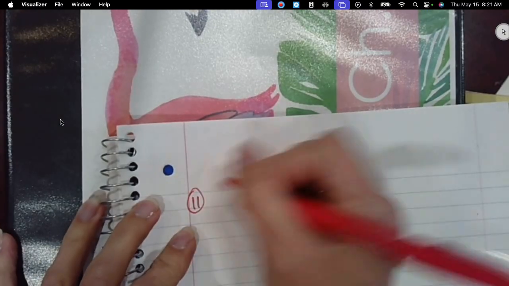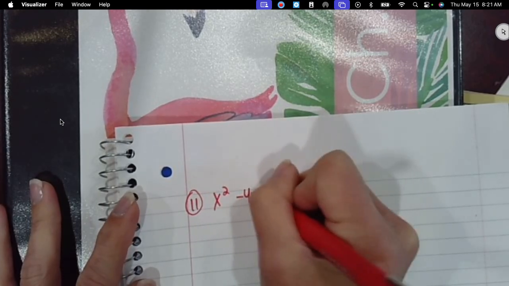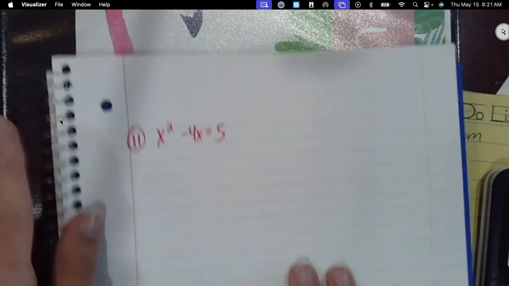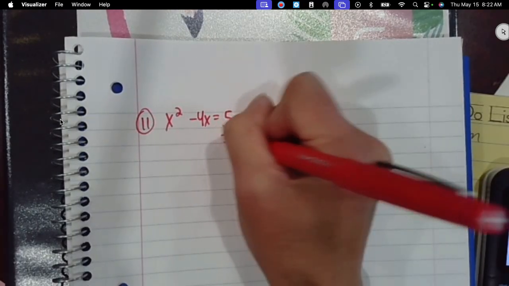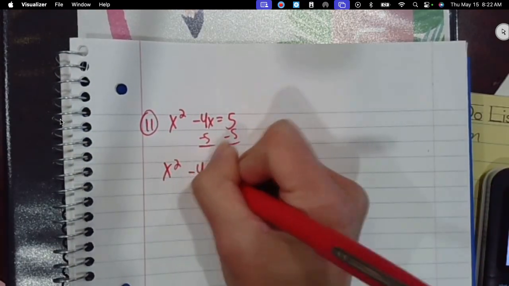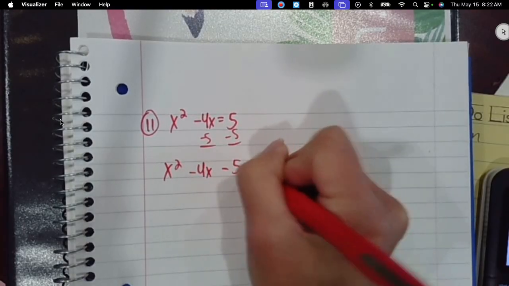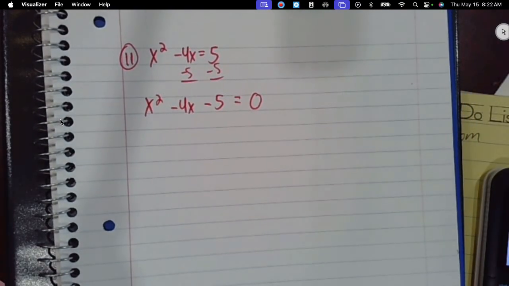Number 11, it says x squared minus 4x equals 5. Well, when we solve, we're solving for zeros, so it must be equal to 0. Everybody good with that? So I'm going to subtract 5 from both sides. x squared minus 4x minus 5 equals 0. Then what do we do? It's not factored for me.